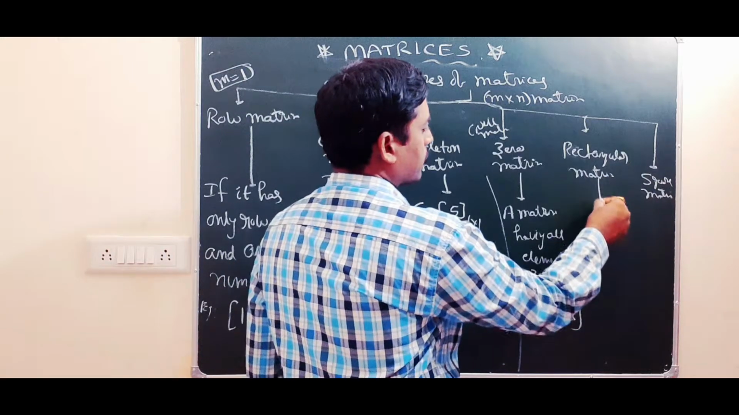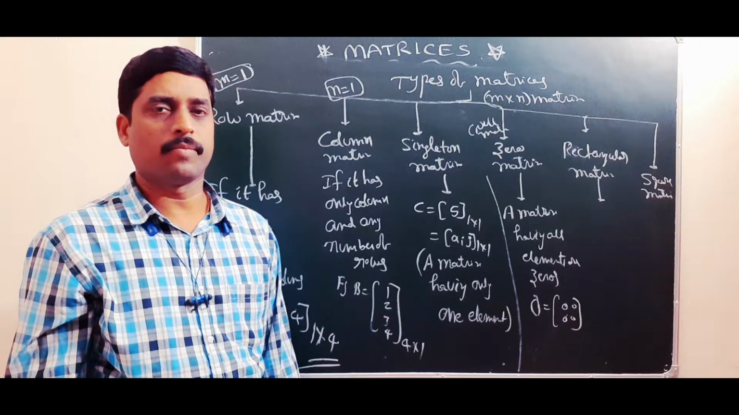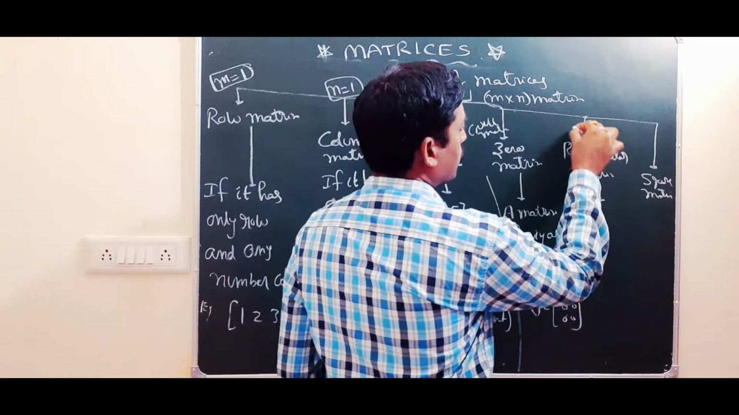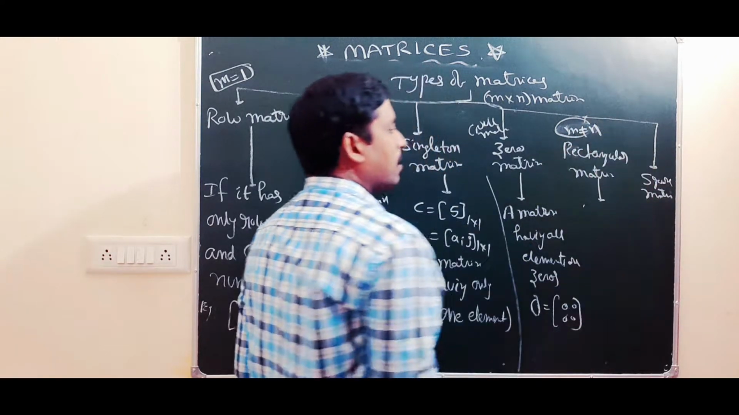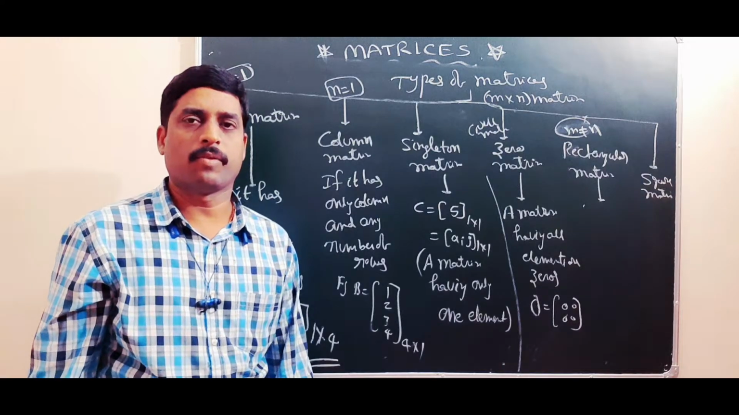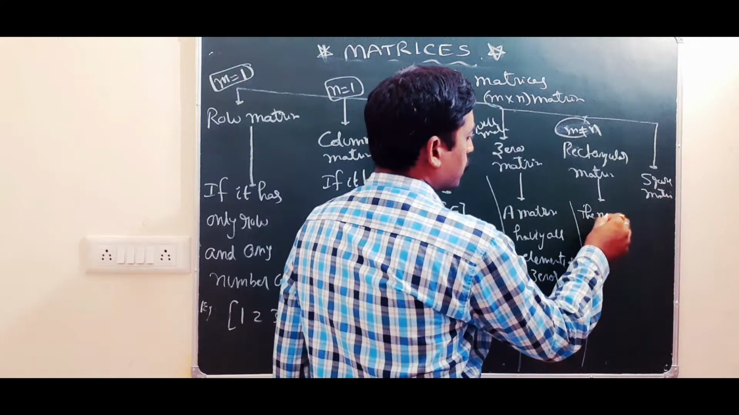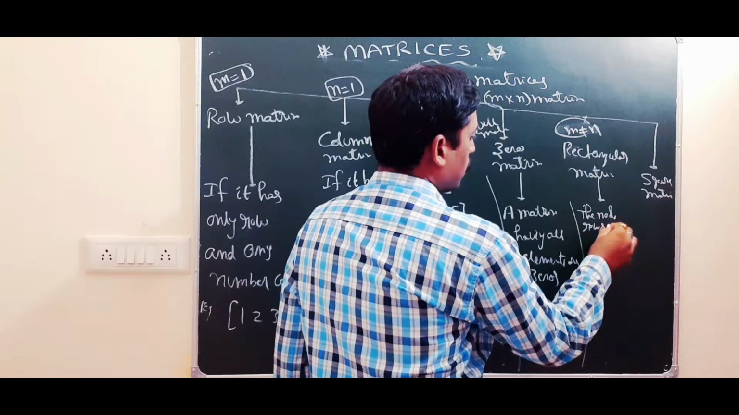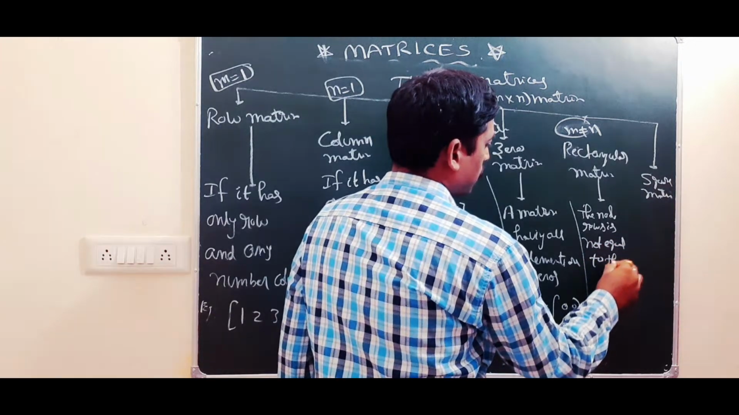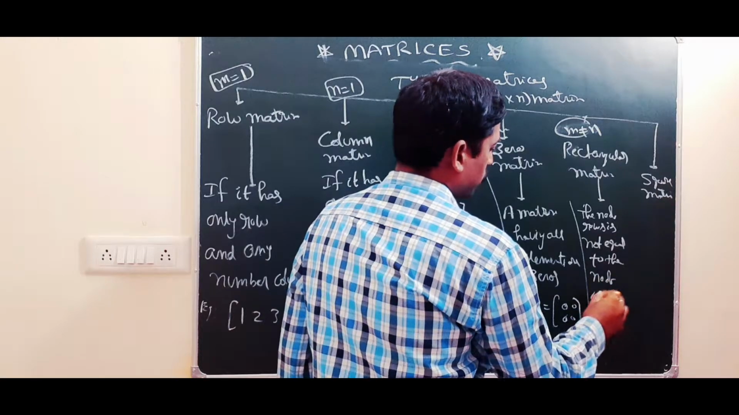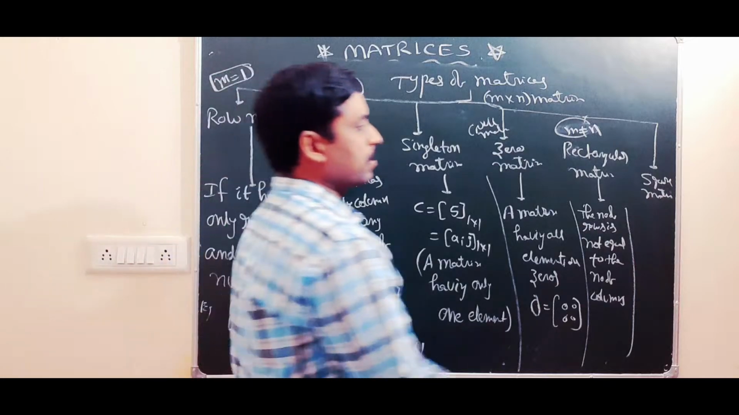So rectangular matrix: if the number of rows is not equal to the number of columns, M not equal to N, this condition. If the number of rows is not equal to the number of columns, it is called a rectangular matrix.